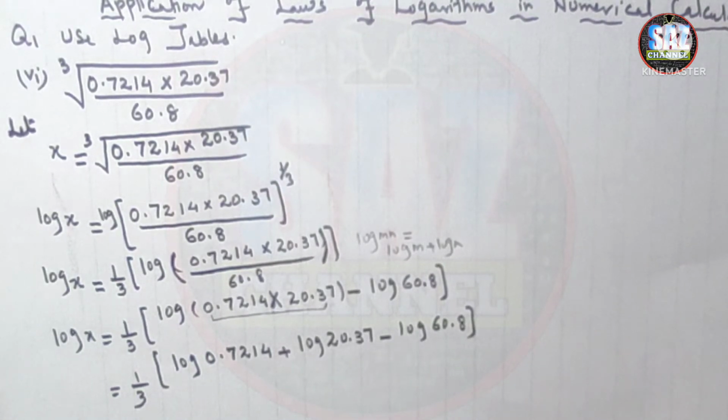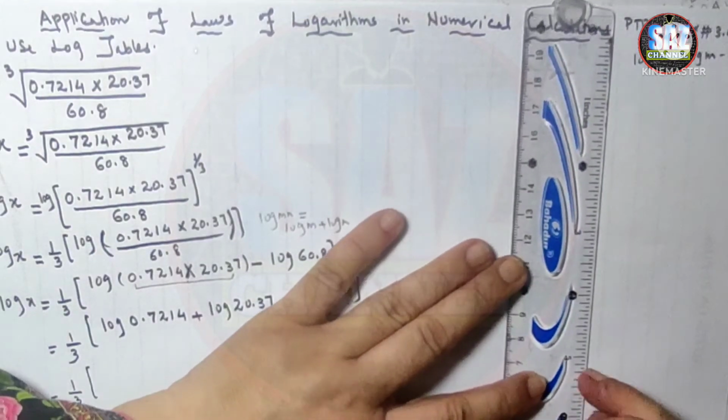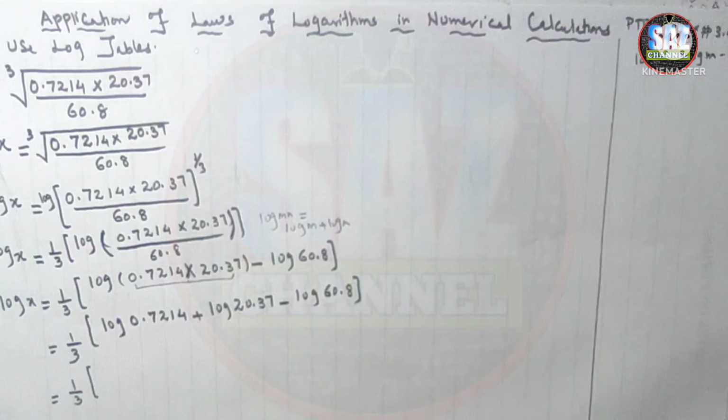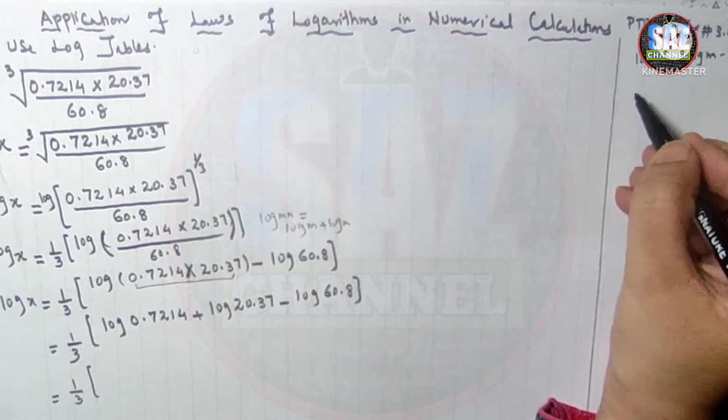Now it's time to take the individual logs. Okay, so let me go to the discussion corner. Let me draw the line here so that my students do not mix the working with the other part. Suppose we are taking the number 0.7214.